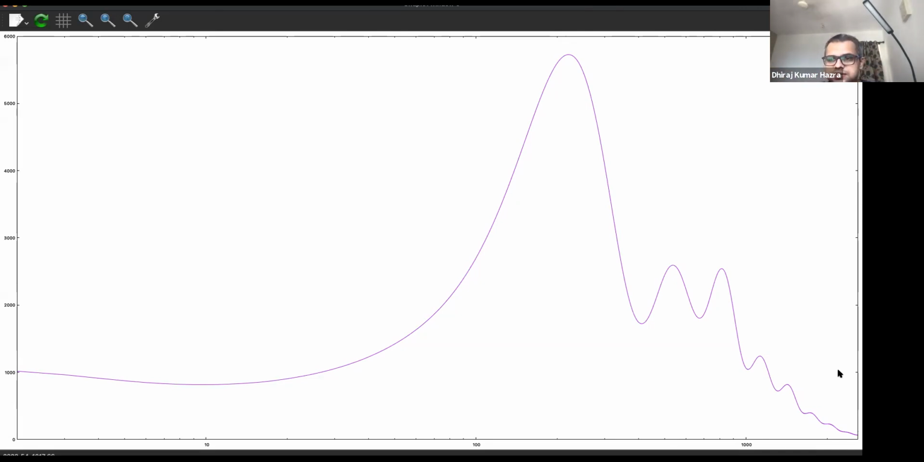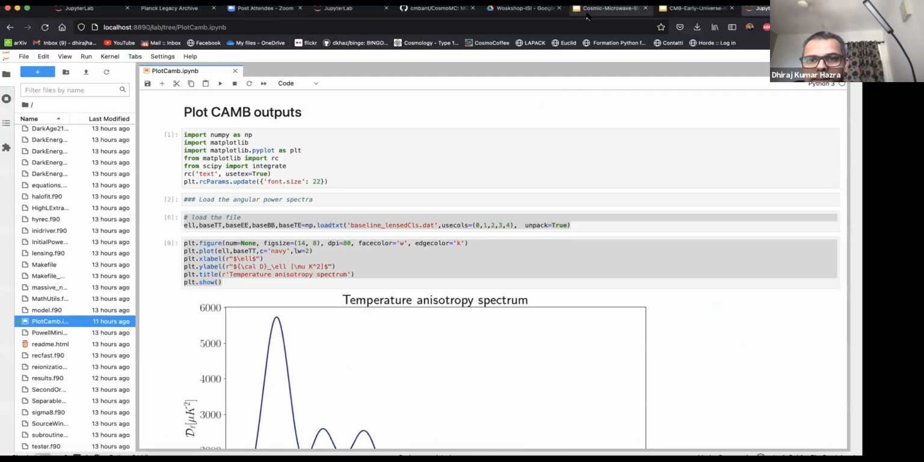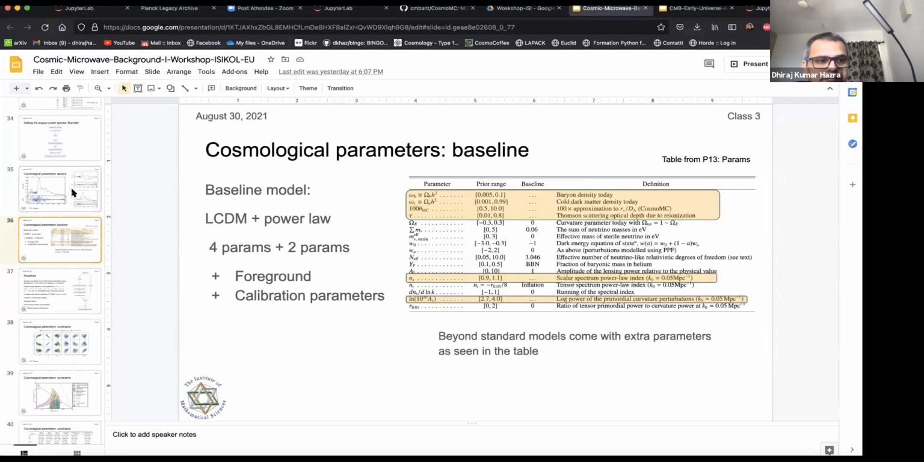Now, anyone else: why does the amplitude decrease? This is the theoretical curve. I am not plotting any uncertainty. Why does this decrease at higher L? Can anybody say? Let's go back to the lecture again. Here.